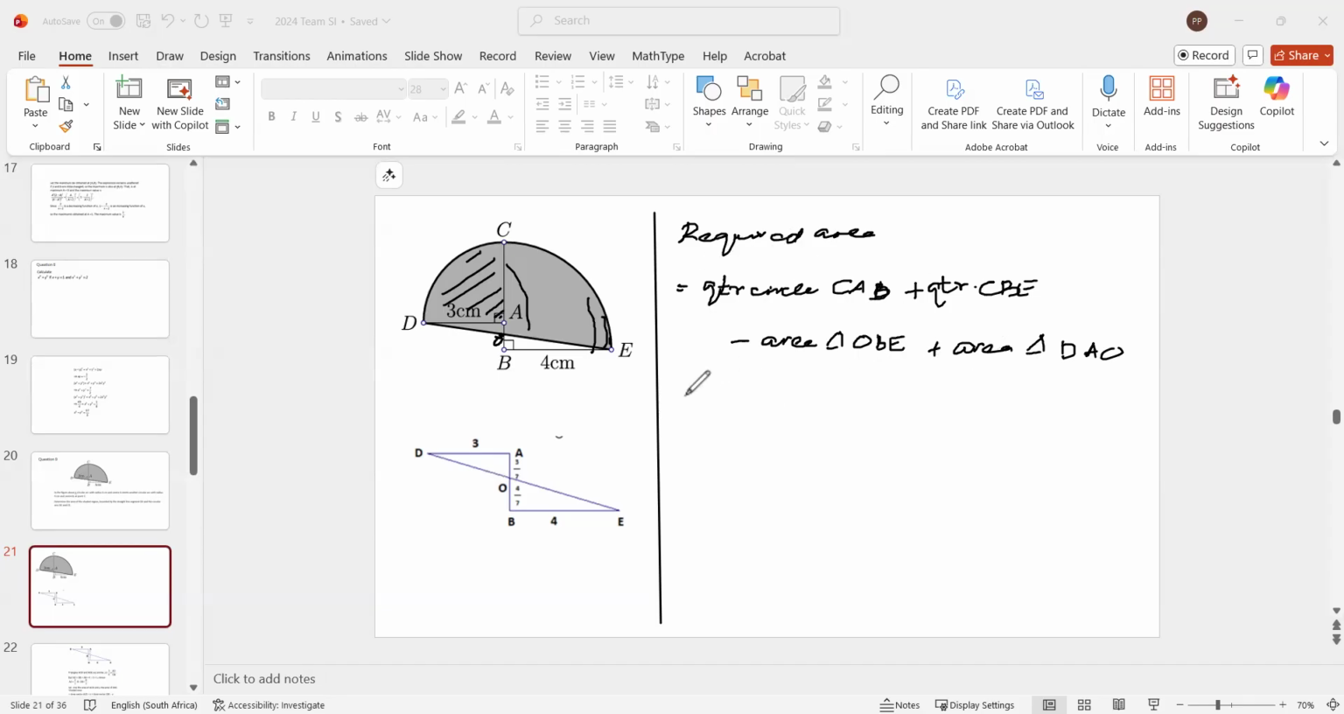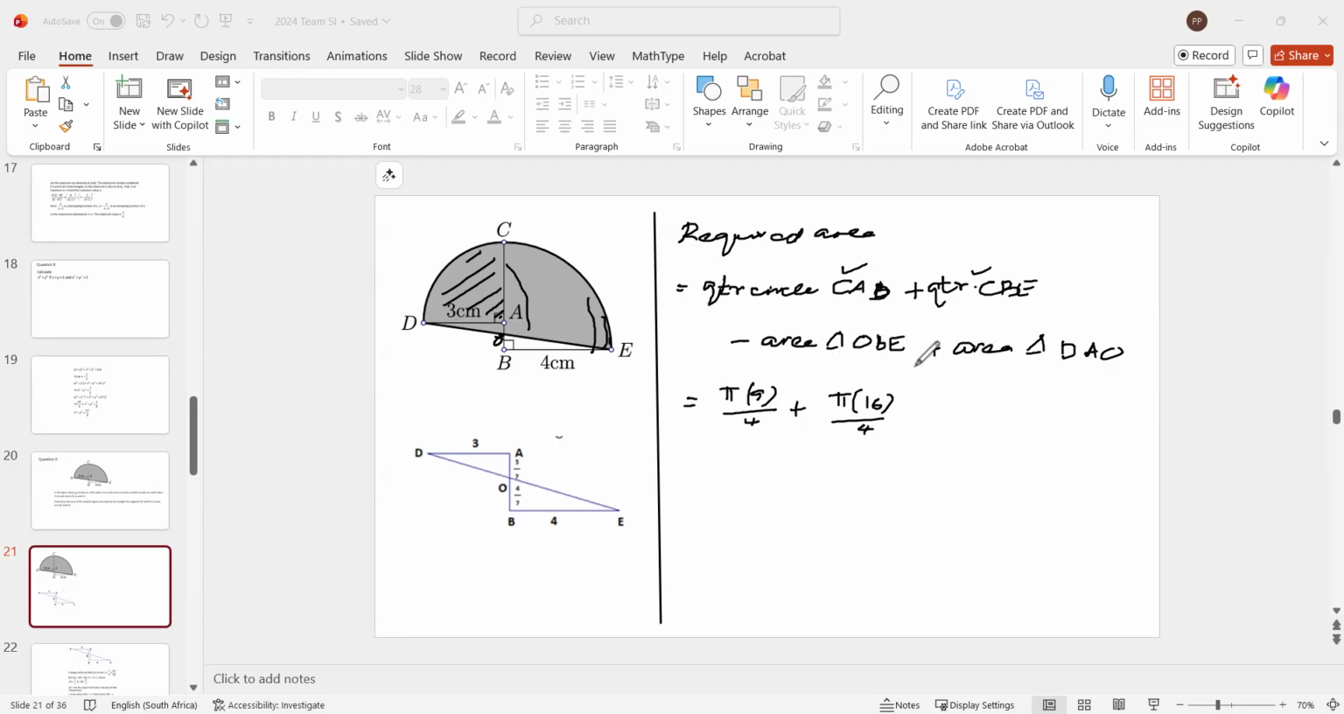All right, now we can calculate these things. The quarter circle CAD, the radius is 3. So the full circle is pi r squared. So it's pi times 9 over 4, right? That's pi r squared, but it's a quarter circle, plus this other one has got radius 4. So it's pi times 16 over 4, where the full circle is pi r squared, but this is just a quarter of the circle. So that takes care of the first two terms.